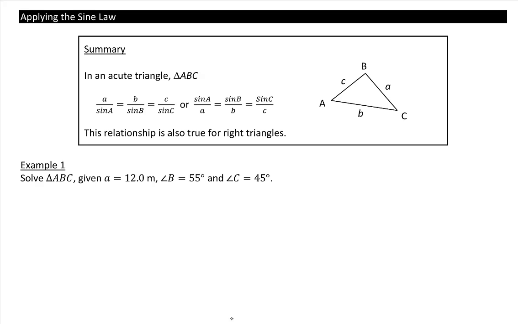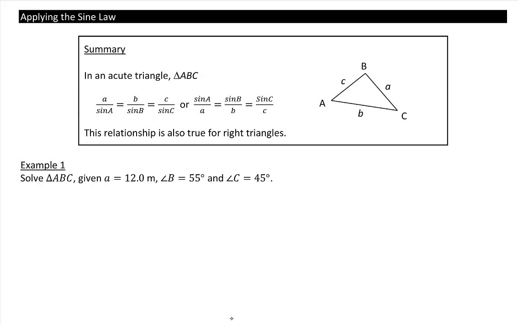For any acute triangle ABC, if we take side A and divide it by the sine of angle A, it's equal to side B divided by the sine of angle B, which is equal to side C divided by the sine of angle C. Or we can have the reciprocal of that same equation, as long as your triangle is labeled as the one given here. Across from side C is angle C, across from side A is angle A, and across from side B is angle B. If that's true, then we can use the sine law.